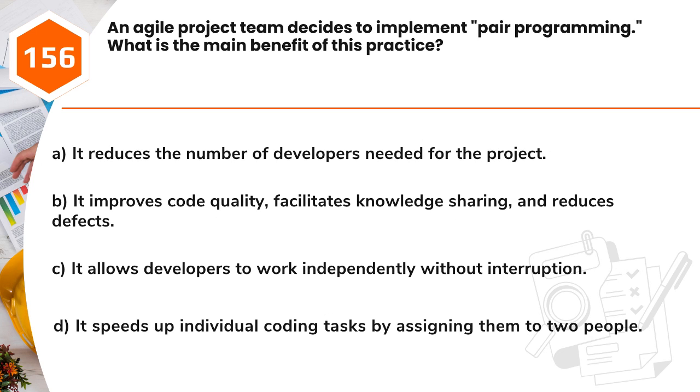Question 156. An Agile project team decides to implement pair programming. What is the main benefit of this practice? A. It reduces the number of developers needed for the project. B. It improves code quality, facilitates knowledge sharing, and reduces defects. C. It allows developers to work independently without interruption. D. It speeds up individual coding tasks by assigning them to two people.